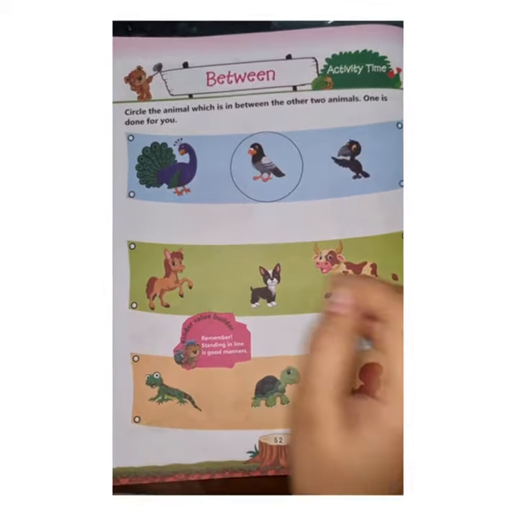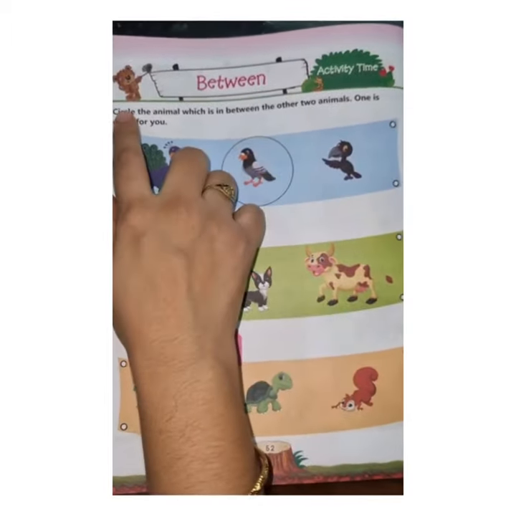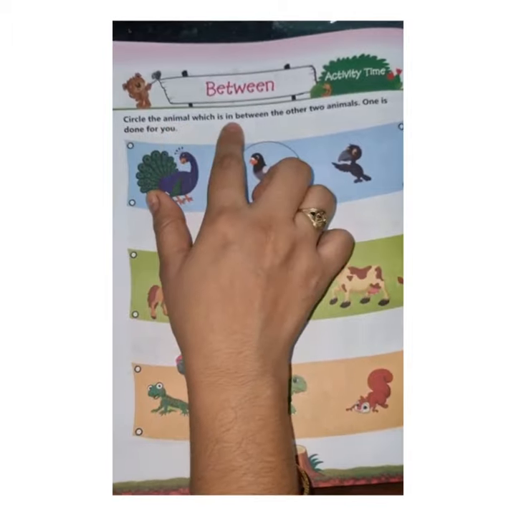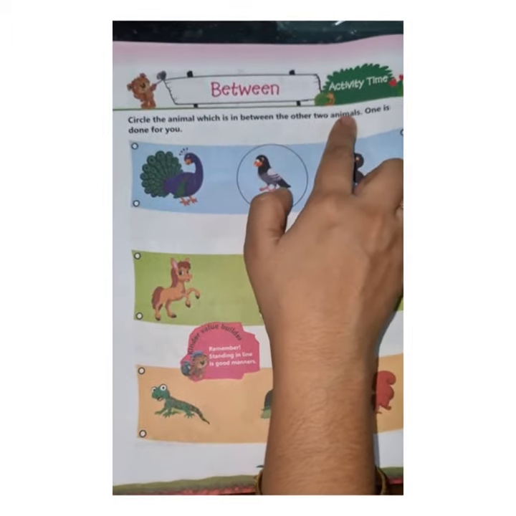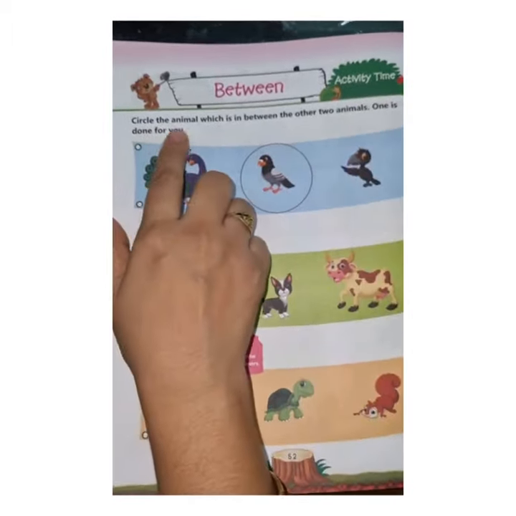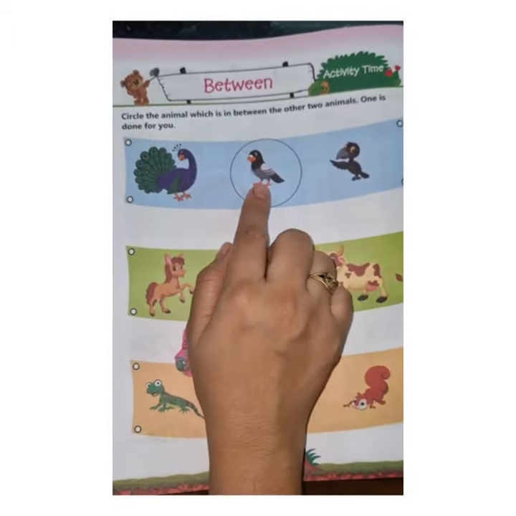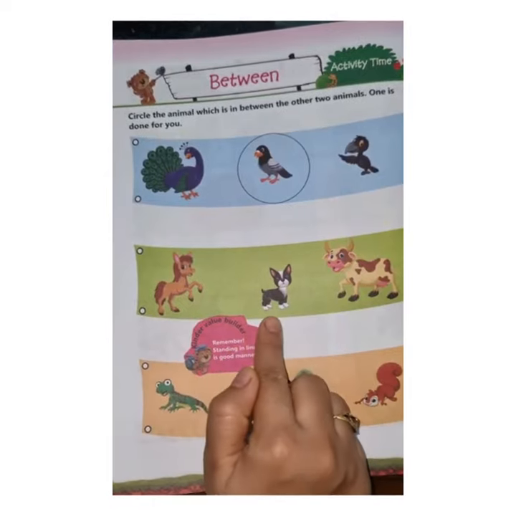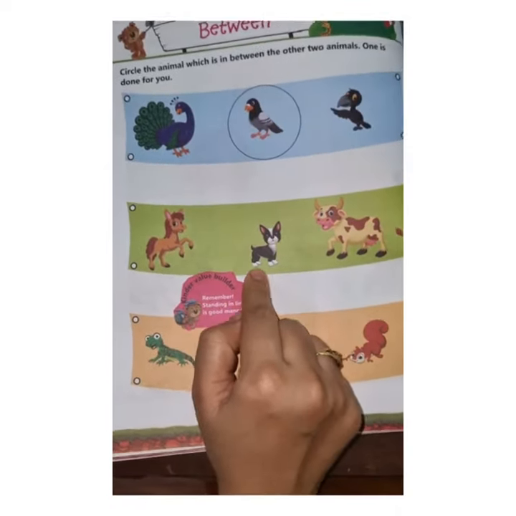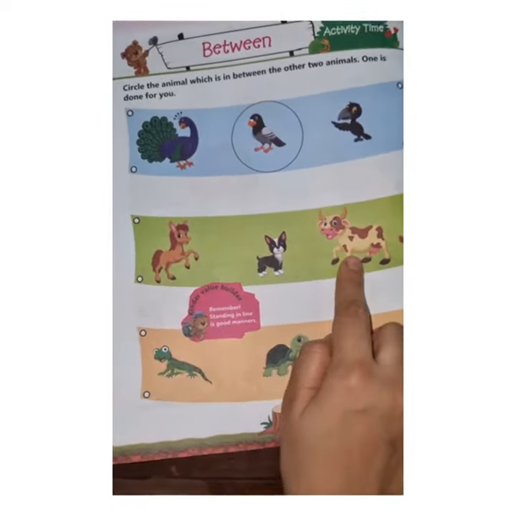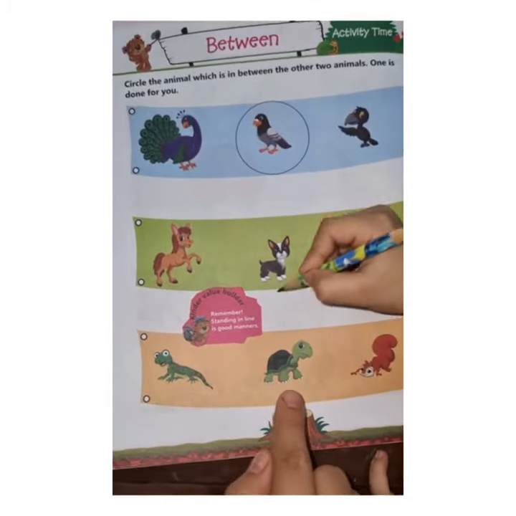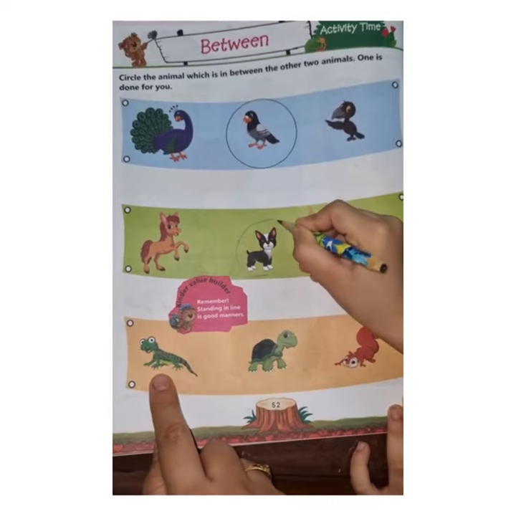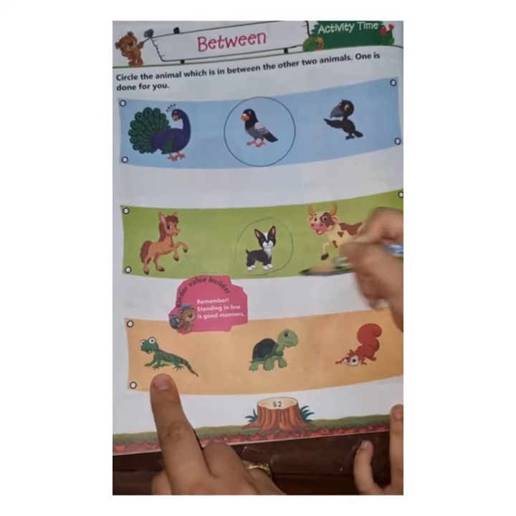The concept of between. Circle the animal which is in between the other two animals. One is done for you. In the first picture, pigeon is between the peacock and a crow. In the second picture, dog is between the horse and a cow. In the third picture, tortoise is between the iguana and a squirrel.